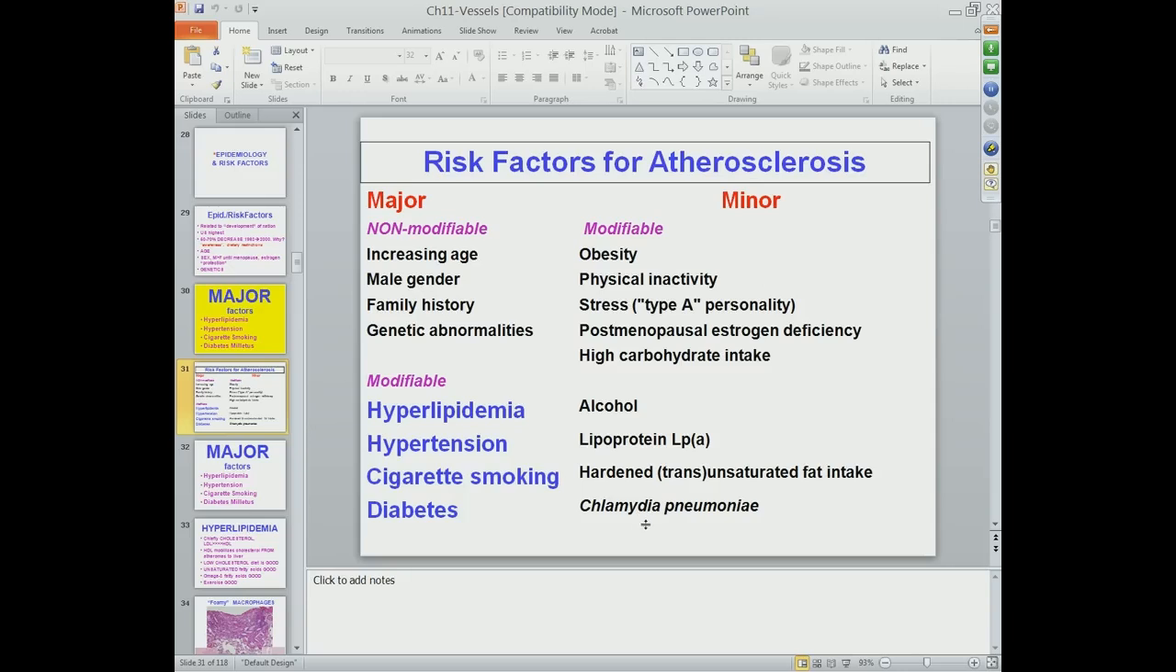Now, let me tell you another thing. We always thought of atherosclerosis, and we still do, as being a degenerative disease, remember? So of all the chapters of Robbins, we're going to spend the most time in this chapter talking about degenerative diseases. And in all the other chapters, we're going to be talking about more neoplastic and inflammatory diseases.